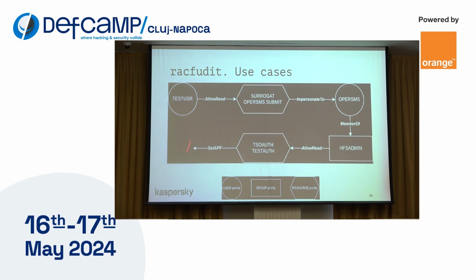The second chain: test user is allowed read to some surrogate class and resource oper sms.submit, and thus it may impersonate the oper SMS user. Oper SMS user is a member of the HFS admin group and touch group. Allow read to the test resource, and we may run our dataset as APF, and escalate our privileges. Yeah, here are a few examples.